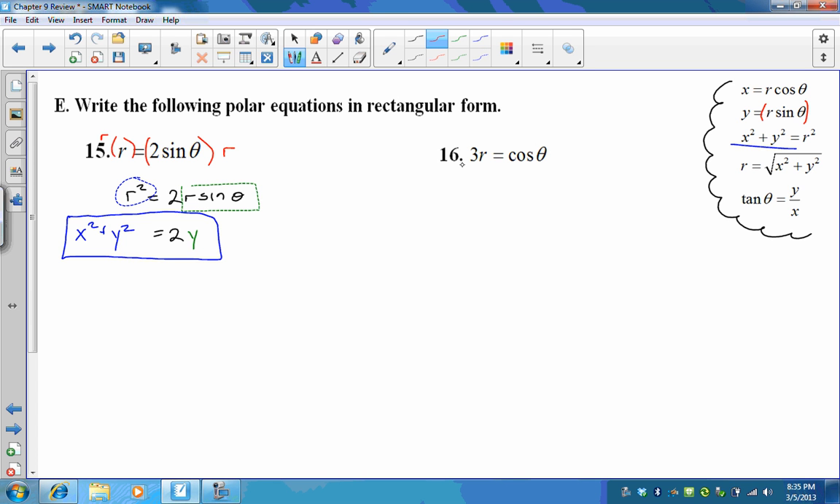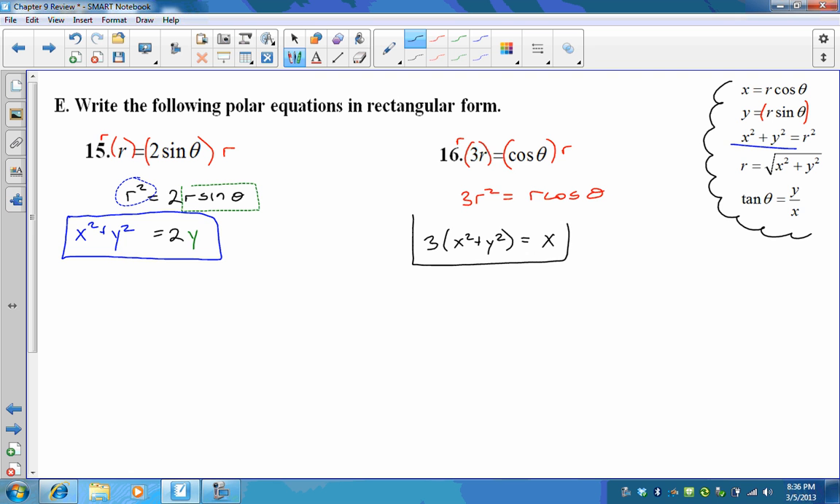Let's see. This one we're going to actually do the same thing. I have cosine theta. I really wish I had r cosine theta, so I'll multiply both sides by r. That would give me 3r squared equals r cosine theta. And we'll just do the exact same type of substitution. R squared is x squared plus y squared, so it'll be 3 times x squared plus y squared. And instead of r cosine theta, x. So there we go. Good, good.